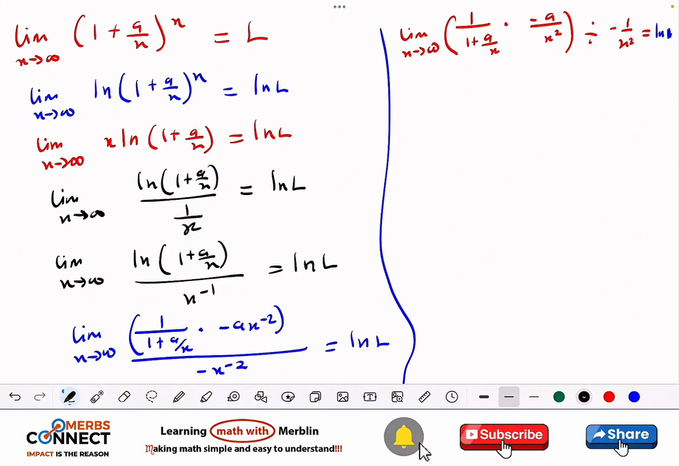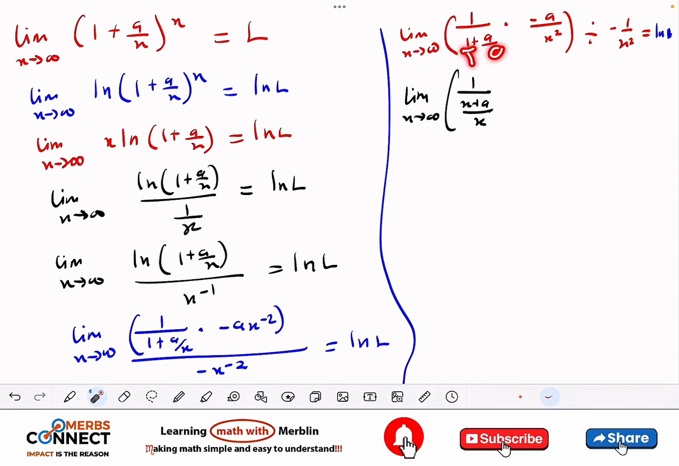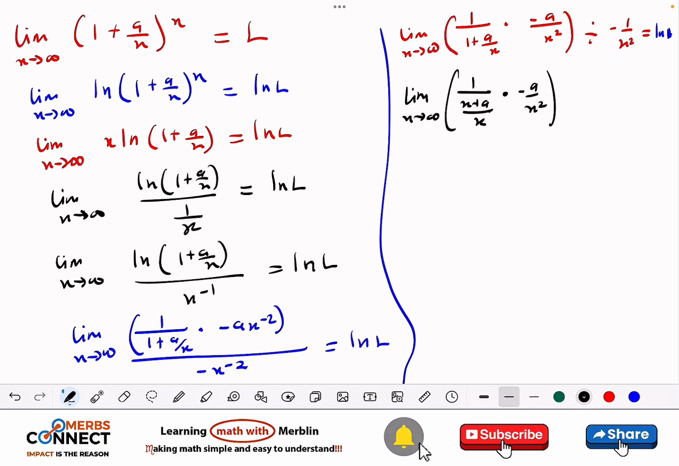So let's try and simplify, because right now we need to simplify before we can think of plugging in the infinity. So when I simplify this, I'm going to have 1 divided by x plus a divided by x, right? So this is divided by 1. So x times 1 is here. Then 1 times a is here. Then 1 times x is here. Then this is like times minus a divided by x squared. Then this will be times minus x squared, right? And then I'm going to have this one equal to the natural log of L.